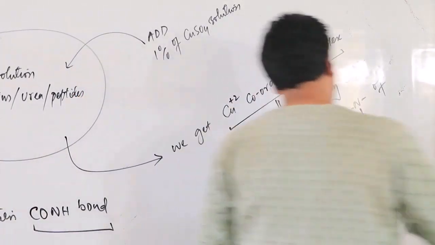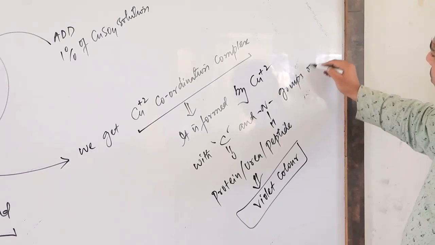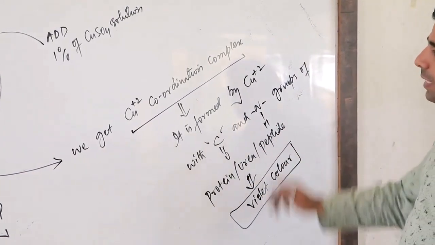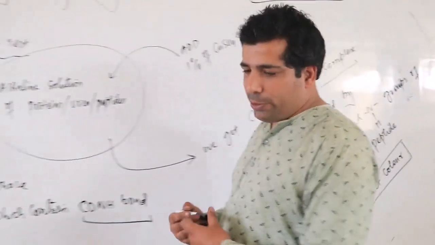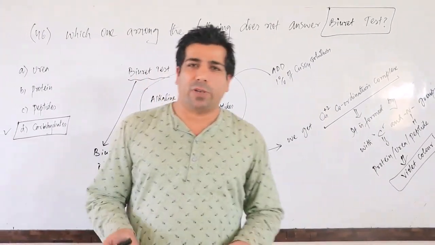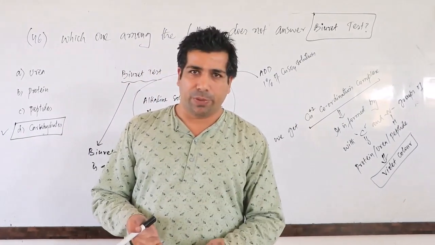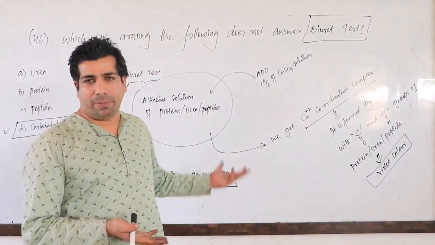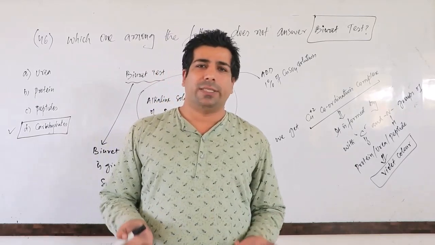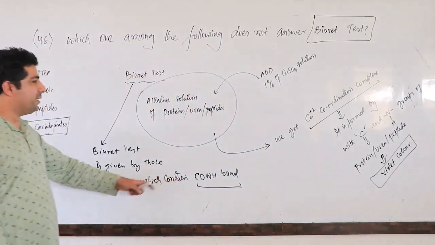What is that CO and NH? I will tell here, CO and NH groups of protein, urea and peptide, because everybody knows about that. In proteins we have a peptide bond, that is CONH bond only, correct? And even in urea also we have CONH group. Peptide is also a part of protein only, so it also has CONH group. So my dear friends, I hope you have written this thing.